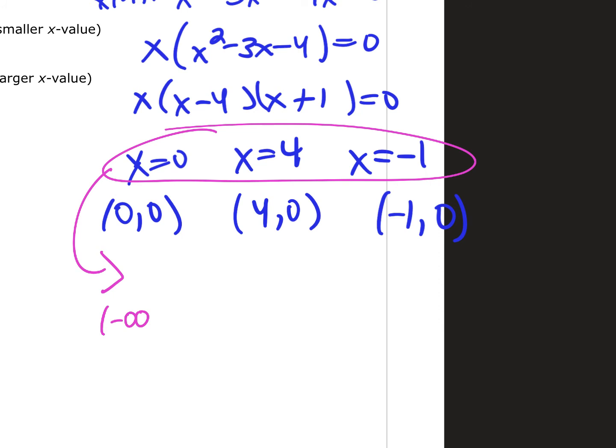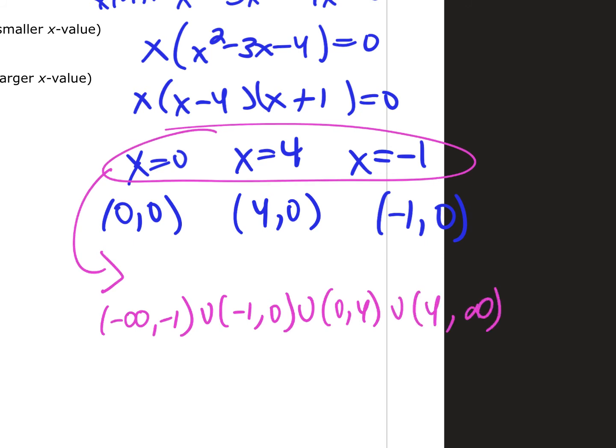Negative infinity to -1, union, -1 to 0, union, 0 to 4, union, 4 to infinity. Perfect. That's a long one.